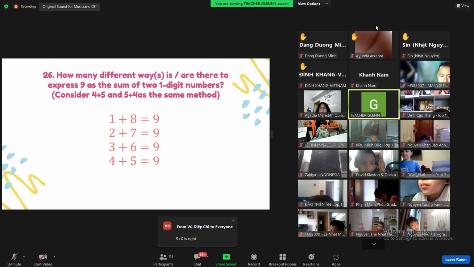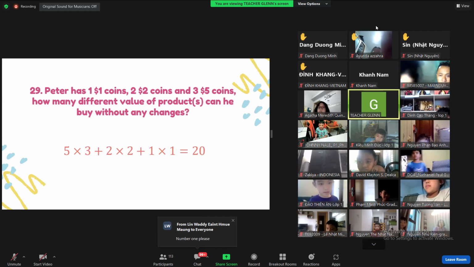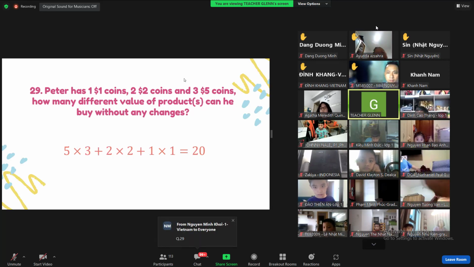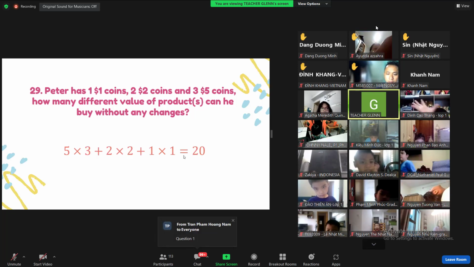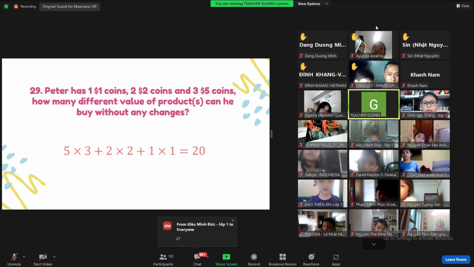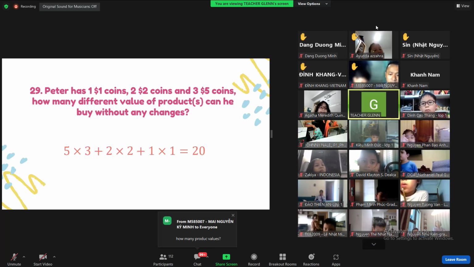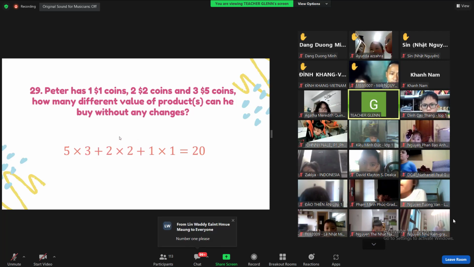Let's try number 29. Okay, number 29. So we're going to multiply 5 times 3, then 2 times 2, and 1 times 1. So this is 15 plus 4 plus 1 is equal to 20.